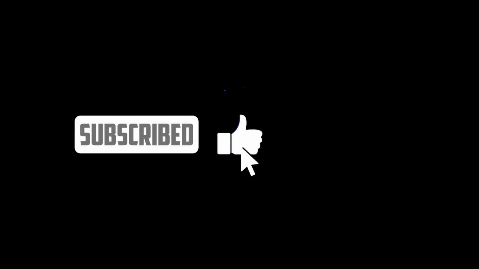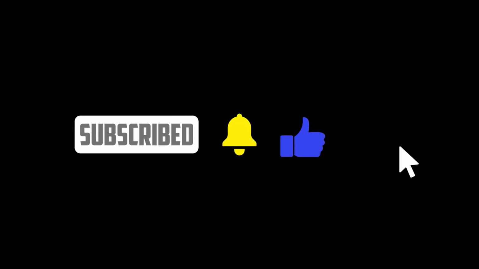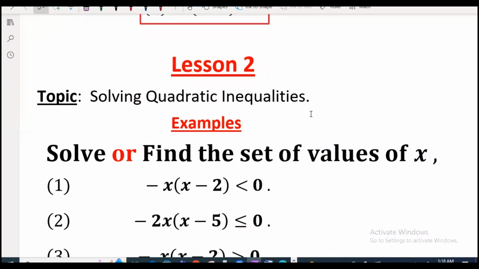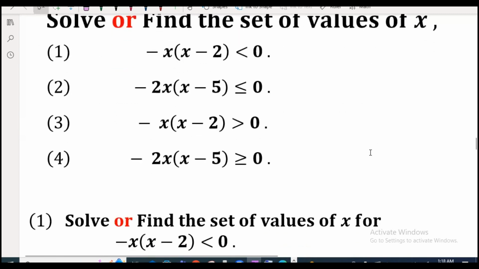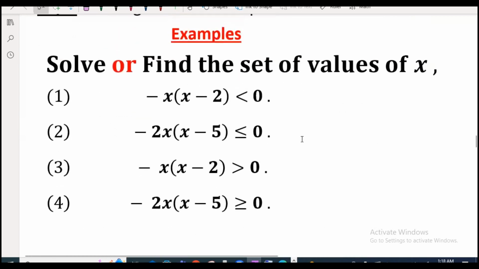This is a very important topic of AS and A level mathematics. In examinations, the examiner uses the command word "solve" or "find the set of values of x". There are some examples. I'm going to explain how to solve or how to find the values of x here.